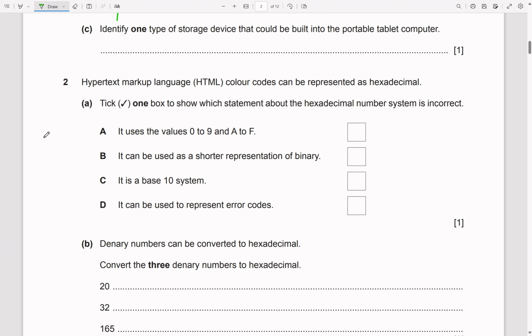Right, identify one type of storage device that could be built into the portable tablet computer. So let's say the three types: you've got solid state, hard drive, and then also optical storage. However, if you think a tablet is going to be thin, because it's thin, most likely we're going to want solid state. Let's say solid state drive. And of course we can call that SSD as well.